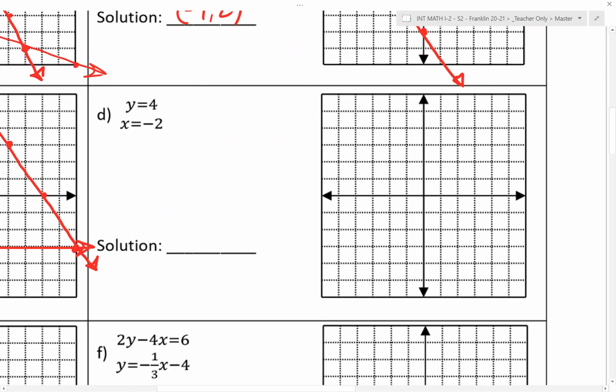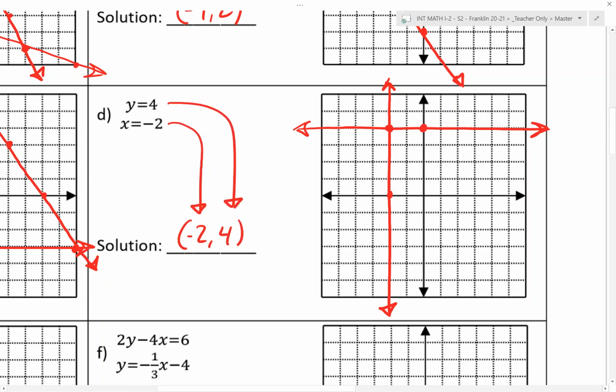Example D, y equals 4 and x equals negative 2. Well, again, y equals 4 is a slope of 0, so horizontal, just like this. And x equals negative 2, remember this is a vertical line through negative 2 on the x-axis. So the point right here where they intersect is actually pretty simple because it's negative 2, 4, which if you look at the equations, match up with those x and y values. So that one's pretty straightforward there. They cross at the point negative 2, 4.